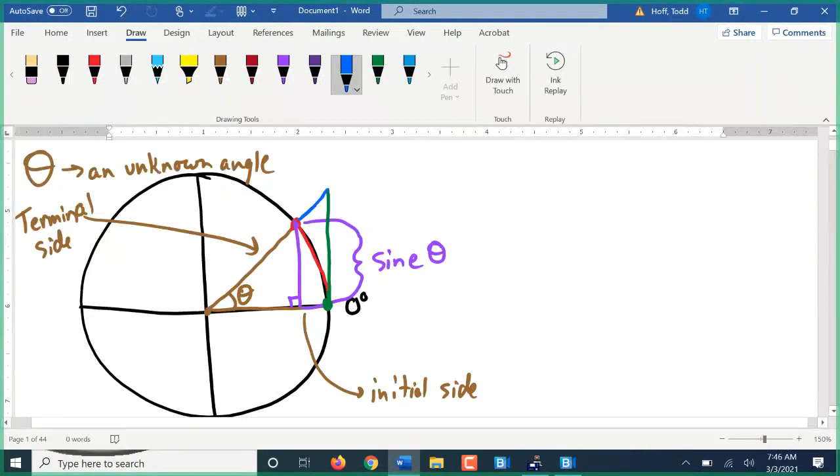So now you'll see I've made 2 right triangles here. One is the small one with the sine on it. The other one is this one. Remember, because the radius is perpendicular to the tangent.